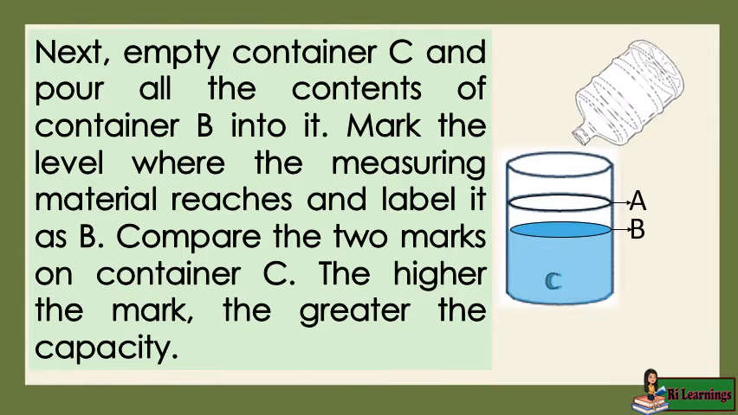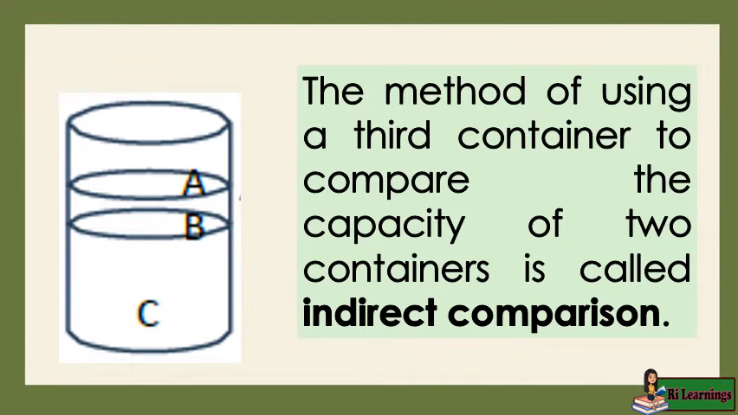Next, empty container C and pour all the contents of container B into it. Mark the level where the measuring material reaches and label it as B. Compare the two marks on container C. The higher the mark, the greater the capacity. The method of using a third container to compare the capacity of two containers is called indirect comparison.